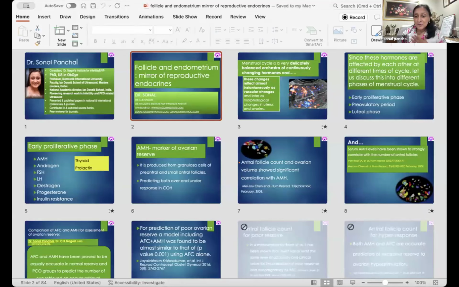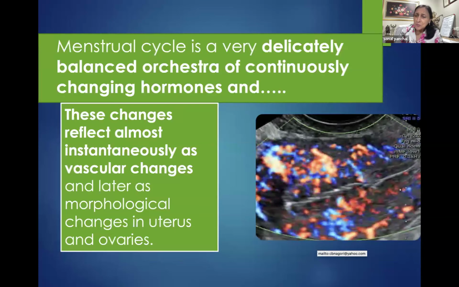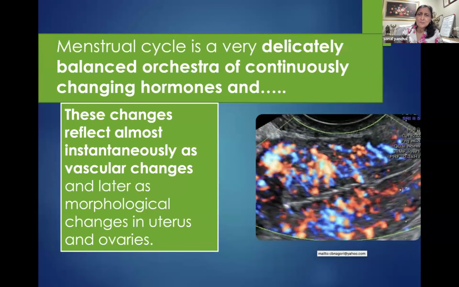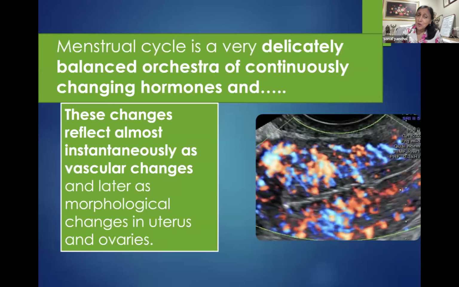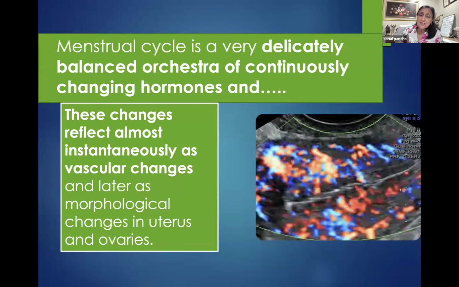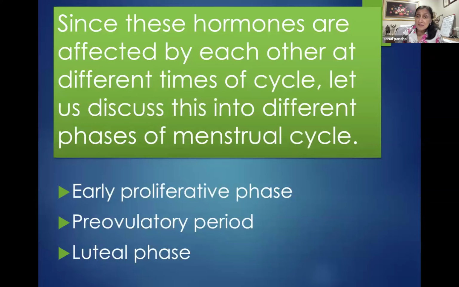So to start with, we are going to talk about a truly interesting subject, which is follicle and endometrium, a mirror of reproductive endocrines. We know that the menstrual cycle is a very delicately balanced orchestra of continuously changing hormones. And these reflect almost instantaneously as vascular changes and later as morphological changes in the uterus and in the ovaries. Since these hormones are affected by each other at different times of cycle, let us discuss this in different phases of the menstrual cycle, just for the sake of convenience. We would say early proliferative phase, a pre-ovulatory phase, and a luteal phase.